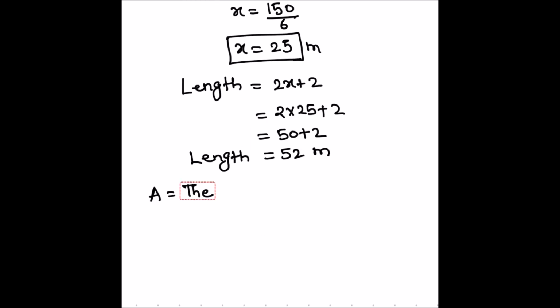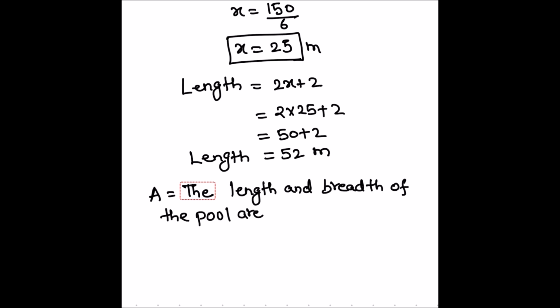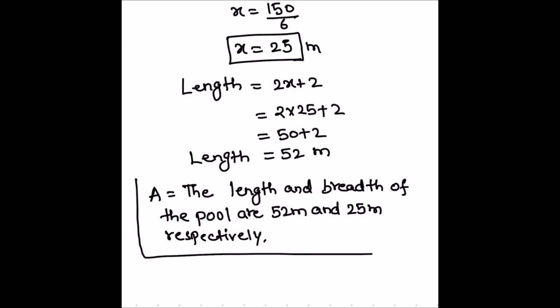The final answer will be: the length and breadth of the pool are 52 and 25 meters respectively. This is our final answer. We are going to box the answer, and this is how we find the length and breadth of the pool given.